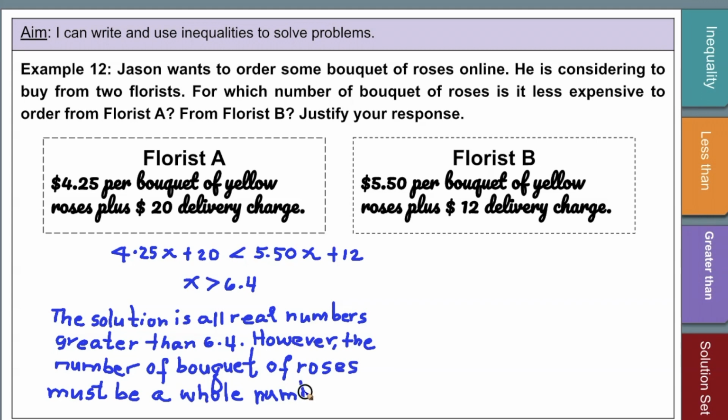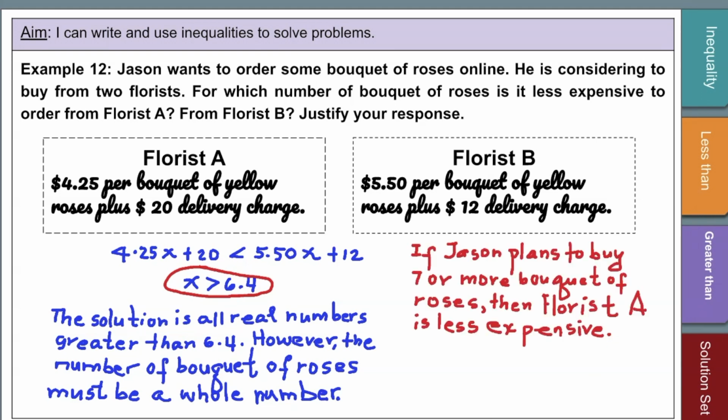Okay, x greater than 6.4 means that the solution of the inequality is all real numbers greater than 6.4. However, the number of bouquet of roses must be a whole number. You cannot buy a 0.4 bouquet of yellow roses. This means that if Jason plans to buy 7 or more bouquet of roses, then florist A is less expensive and florist B is less expensive for 6 or fewer bouquet of roses.